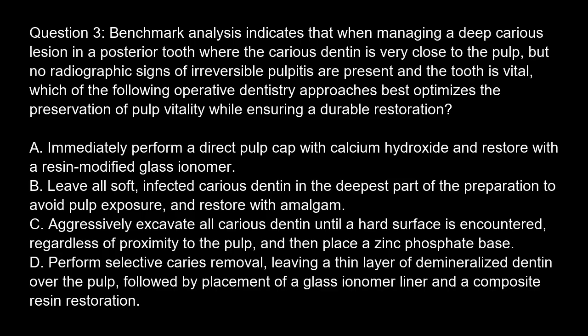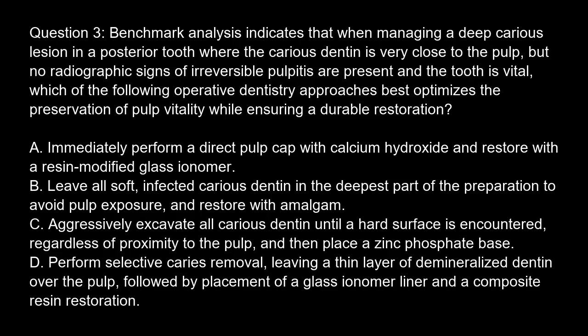Option A. Immediately perform a direct pulp cap with calcium hydroxide and restore with a resin-modified glass ionomer. Option B. Leave all soft, infected carious dentin in the deepest part of the preparation to avoid pulp exposure and restore with amalgam.